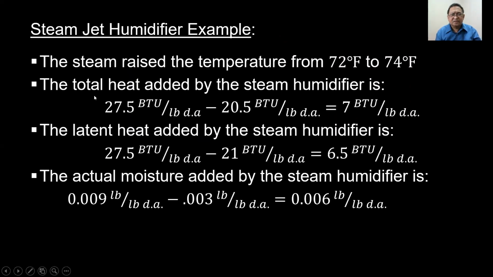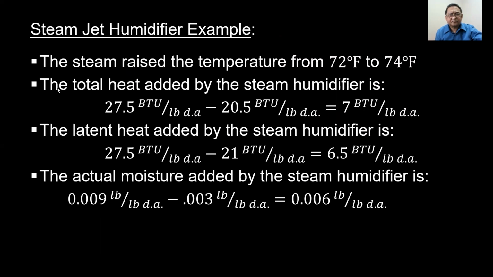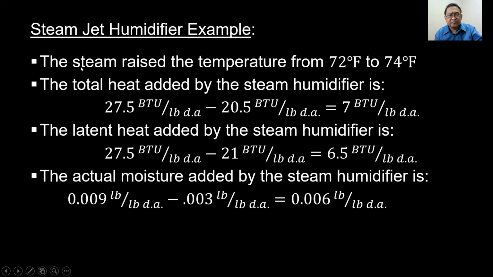So the steam raised the temperature from 72 Fahrenheit to 74.5. Take note, 72, 74.5. And the total heat added by the steam humidifier is 27.5 minus 20.5. So the total heat will be 7 BTU per pound of dry air.